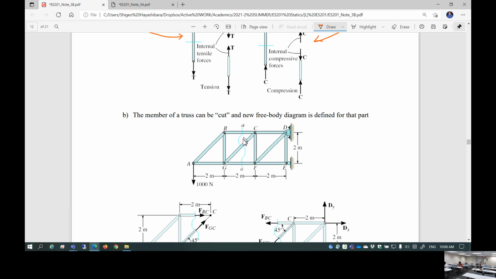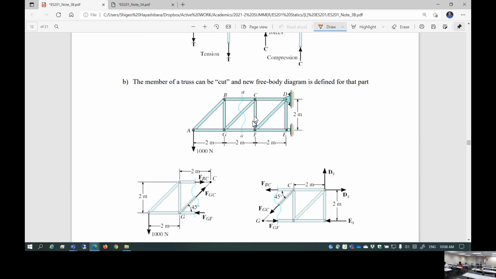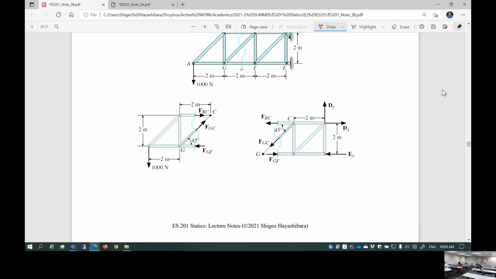If so, introduce a virtual cut. Just about any location is fine. So this is cut A-A. If you cut like this, you're going to introduce two free body diagrams. You're going to virtually cut this structure, pick up either this portion or that portion as a free body diagram independently, okay? Then you can apply three equations.